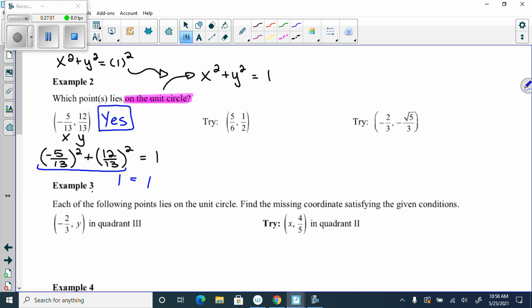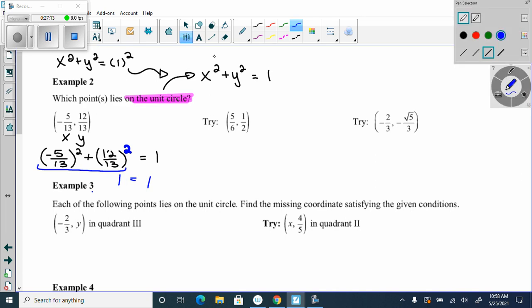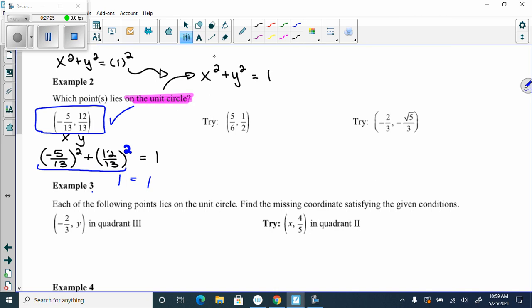Which point lies on the unit circle? Yes, that doesn't make any sense. This one? I'll just circle it. Yes, that's like answering totally wrong. We'll box that one and give it a check mark. That one does. Okay, you guys are going to try the other two. Try them out, please.